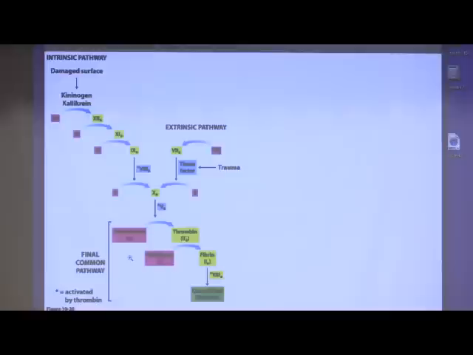The other nice thing about a cascading system like this is activation of a handful of these guys. This is factor 12 right here. Activation of a handful of factor 12. Factor 12 is an enzyme. It's going to activate hundreds of these. Now, hundreds of these are going to activate thousands of these. At every step of the cascade, we see amplification in terms of numbers. So what's happening literally is we're amplifying a very small signal into a very large response, and it's happening very quickly.